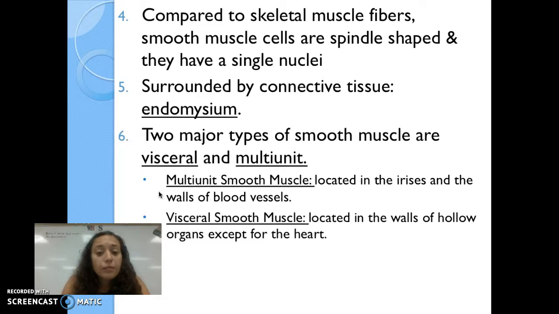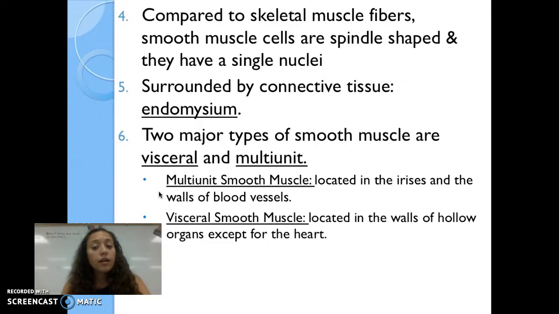There are two different types of smooth muscle. You have visceral and multi-unit. The multi-unit is what you're going to find in the irises and the walls of your blood vessels. Visceral will be in the hollow organs, all except the heart, because your heart is cardiac muscle.